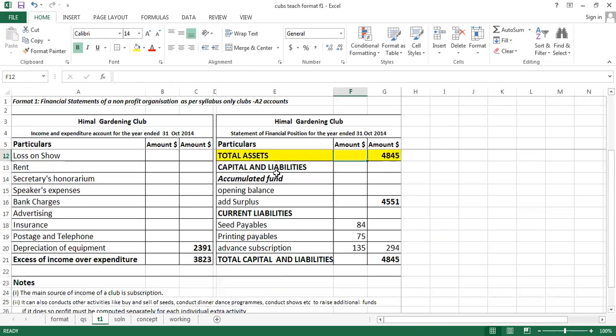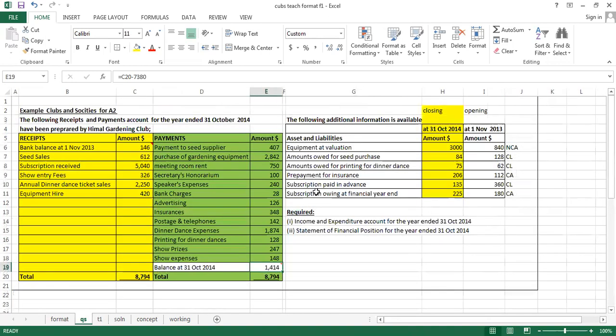Now, under the heading of capital and liabilities in the statement of financial position, I told you that instead of capital, we use accumulated fund here. We need to place the opening balance here. Now, the opening balance is not given in the question. If you look up here, there is no opening accumulated fund given. So for that, we need to do a working.